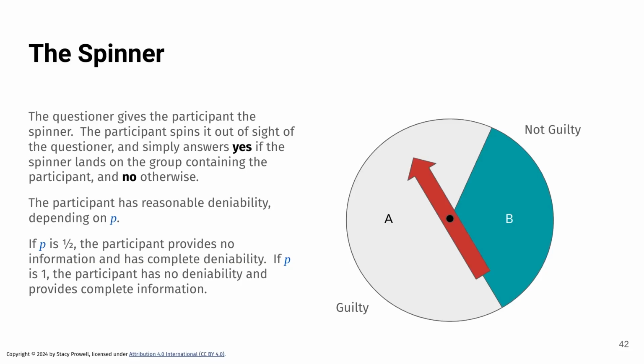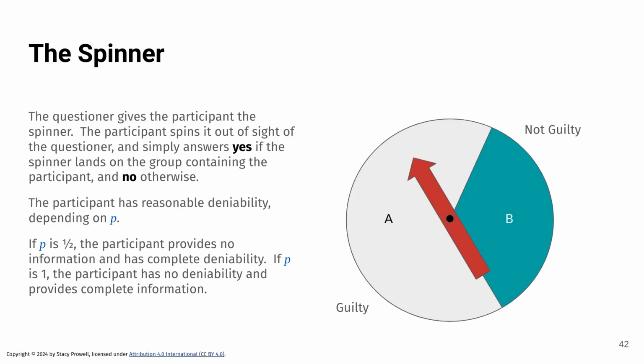So I'll turn my back, you spin it, it lands in A, and you are in fact guilty, you say yes. It lands in B, and you're in fact not guilty, you say yes. So the yes doesn't necessarily convey to me whether you're guilty or not, just like a no doesn't convey to me whether you're guilty or not.